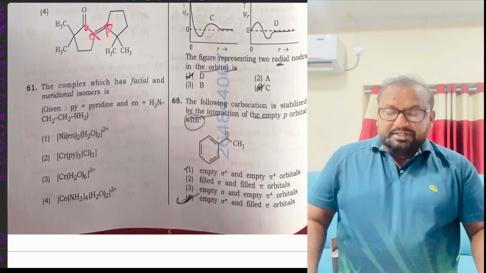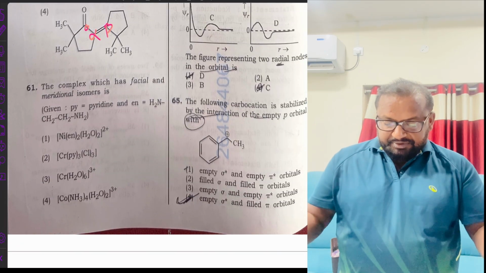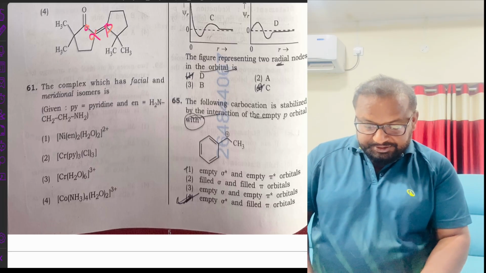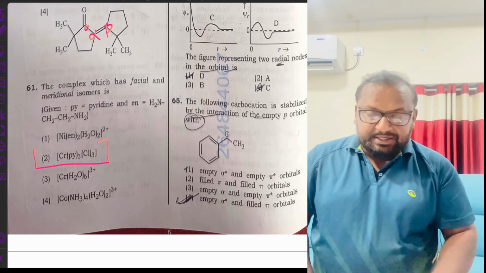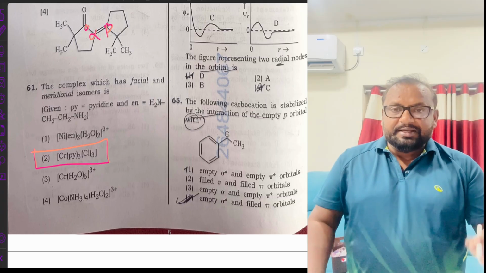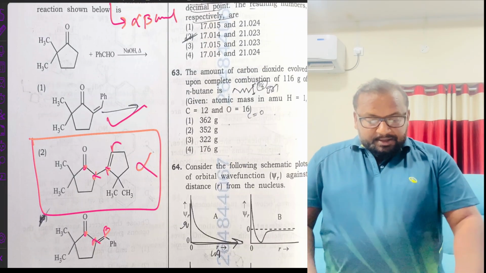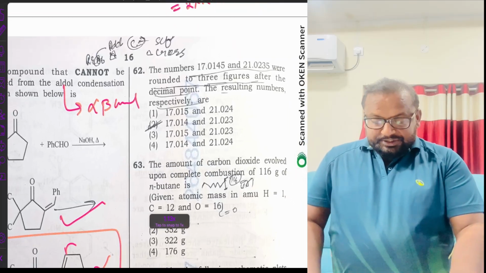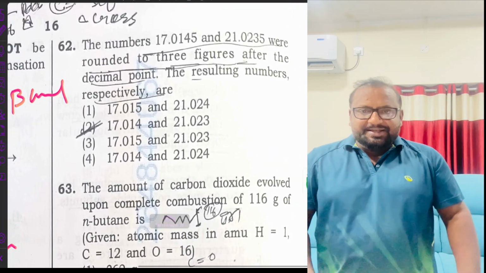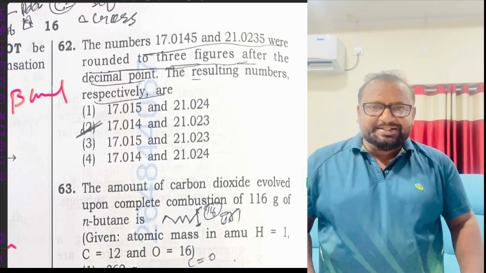Next direct question is 61, easiest question. We have done many examples like this many times. So it should be facial and meridional is given by Ma3b3 type of compounds. Yeah, next one 62. Surprisingly, rounding off question appeared in the NEET exam.